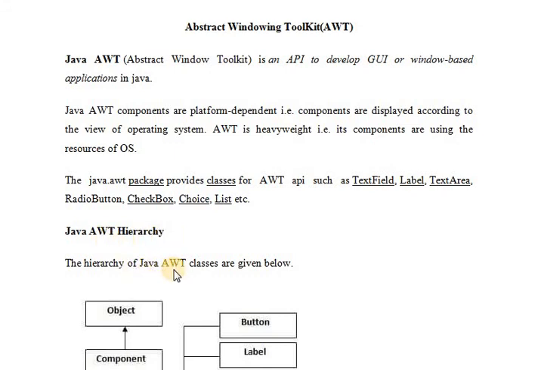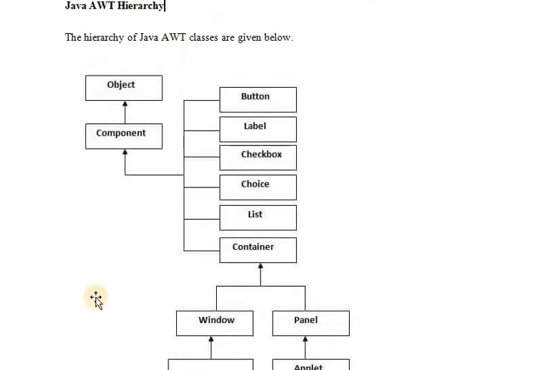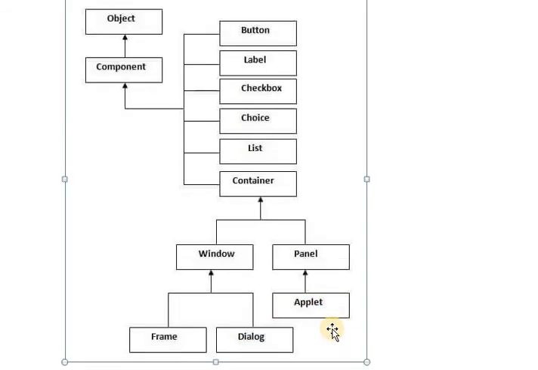The hierarchy of AWT classes is shown below. See here, Component is the superclass, and Button, Label, Checkbox, Choice, List, and Container are the subclasses. This Container has two subclasses: one is Window and another one is Panel. This Panel has one subclass, Applet, and this Window has two subclasses, one is Frame and the other is Dialog. This is the hierarchy of AWT.